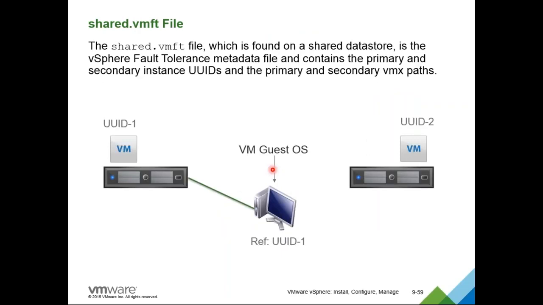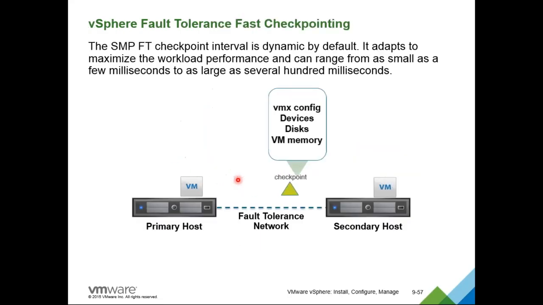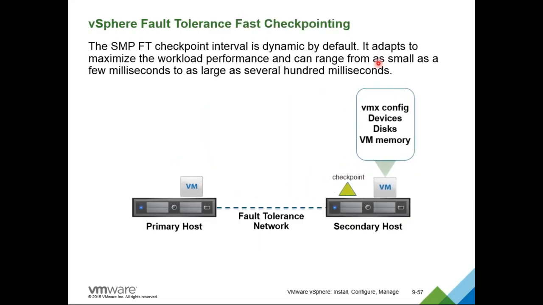Apart from this process, during FT you will have a database that is shared.vmft and .ft generation. These files will be migrated from your primary host to the secondary host, apart from the virtual machine configuration. So whatever configuration files are there will be copied between your virtual machines: VMX configuration files, hardware devices like disks, and virtual machine memory. This will be transferred between your virtual machines layer.